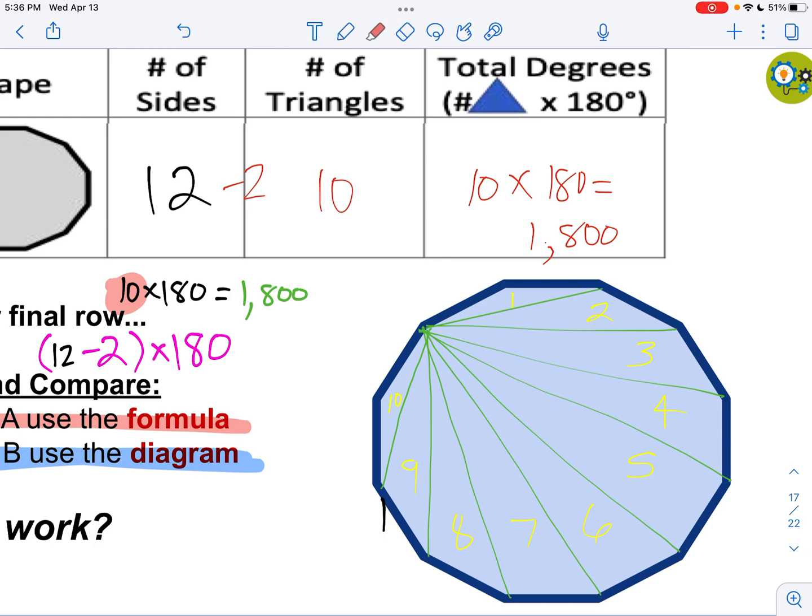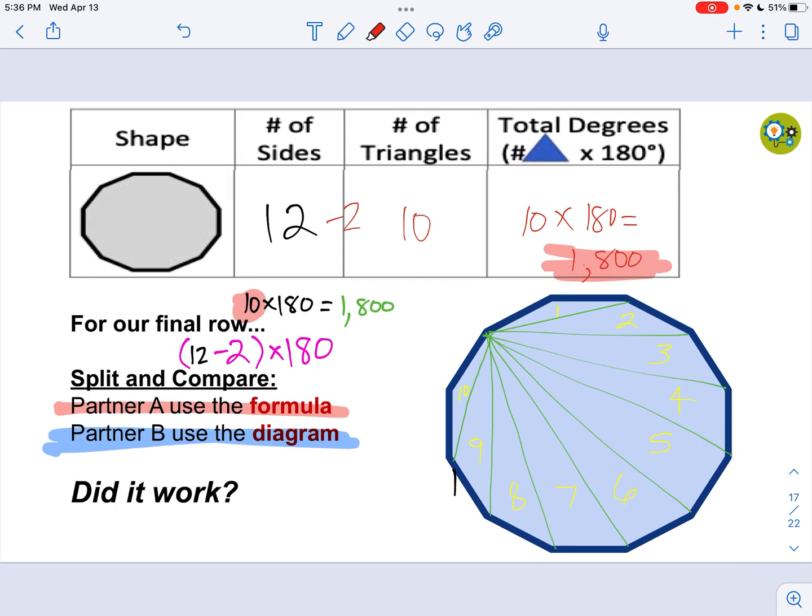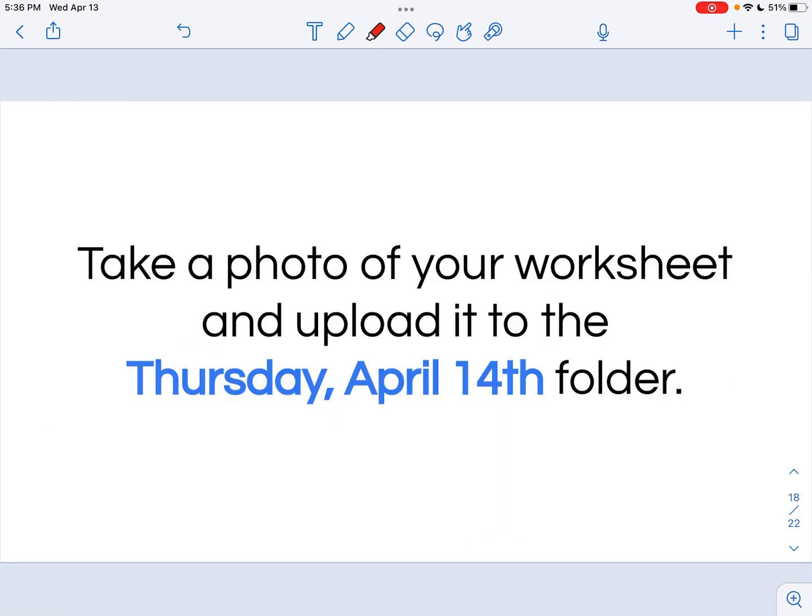All right. Cool, cool, cool. The next thing I need from you is to take a photo of that worksheet and upload it to the assignment in the Thursday, April 14th folder. Take a photo, upload it. Please do that now. And pause the video until everybody's got it uploaded, and then we're going to talk about what you need to work on for the rest of the time in class.